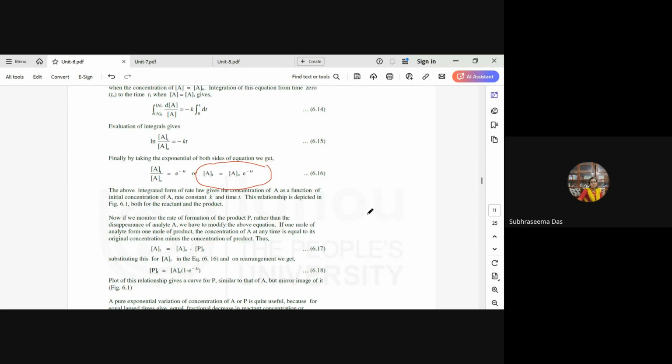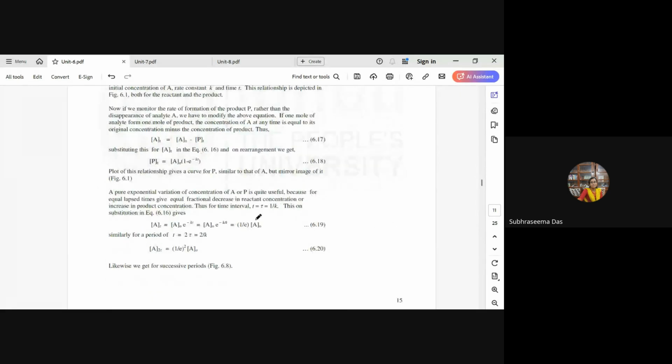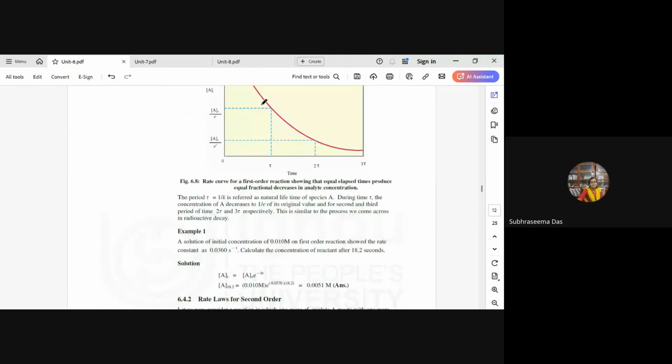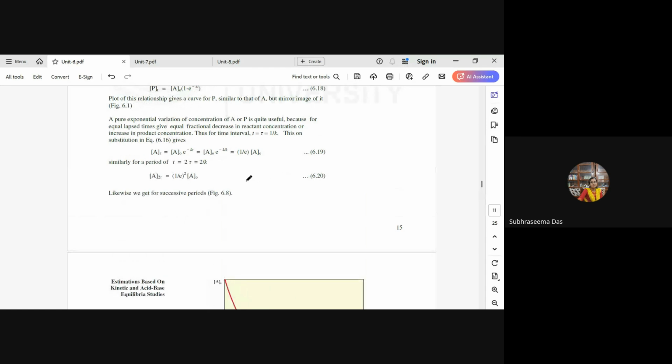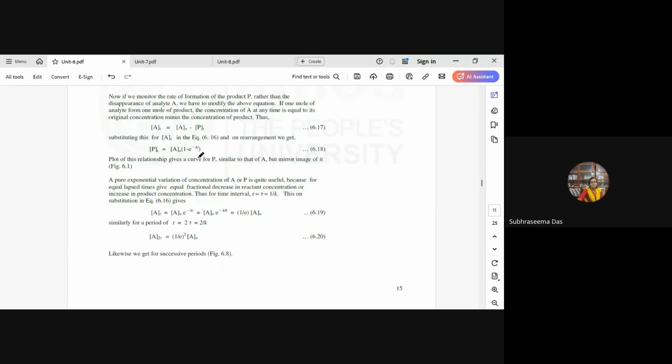Now, this equation is just for the concentration of A. Next we will consider the formation of the product P, and substituting the values for successive periods, we find that the final equation can be given as the product at any time t is equal to a0 times 1 minus exponential to the power minus kt. This equation is 6.18.